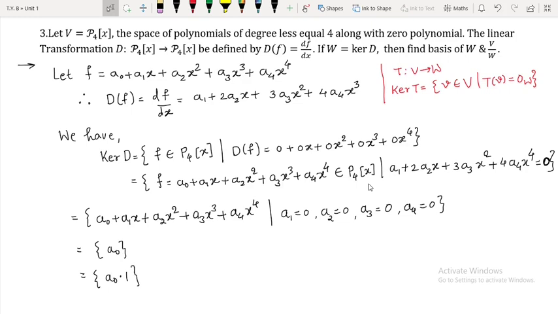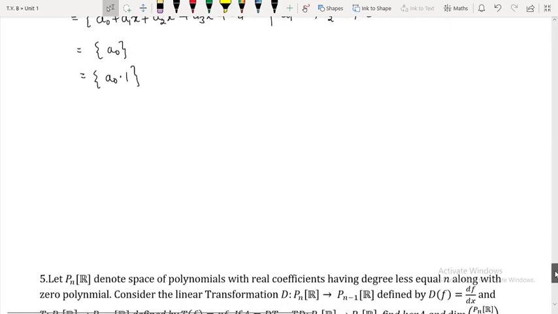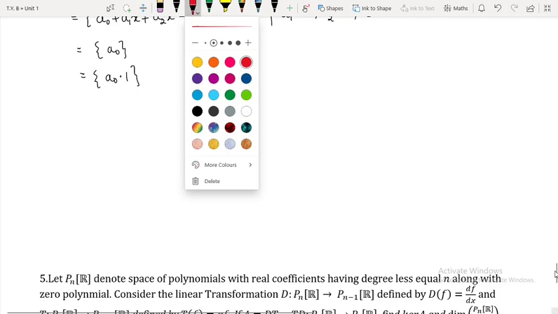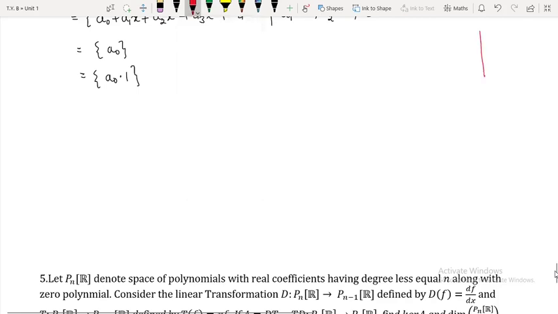So just now, try to recall the definition of linear span of S. If your set S is containing only one vector, that is v1, what will be my linear span of S? It will be equal to the collection of alpha 1 v1 such that alpha 1 belongs to R, right?